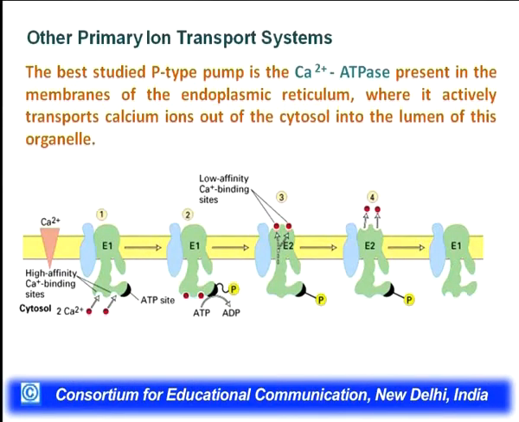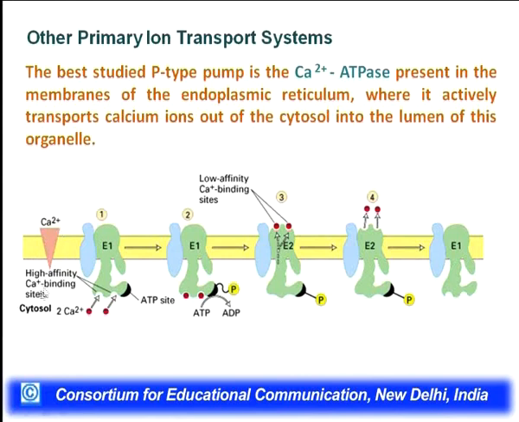The best studied P-type pump is a calcium ATPase present in the membranes of the endoplasmic reticulum. We have seen that sodium potassium ATPase is abundant in nerve cells as well as muscle cells. In the membrane of the endoplasmic reticulum, calcium ATPases are also present, where they actively transport calcium ions out of the cytosol into the lumen of this organelle. So again you can see here, this is the cytosol, and this is the lumen.